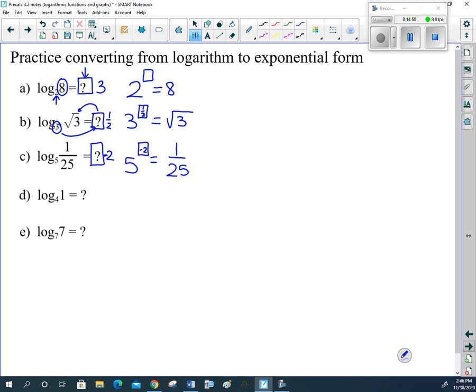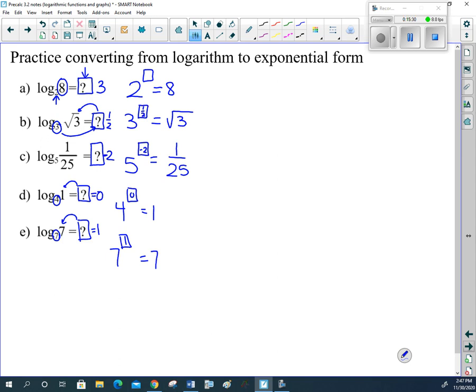Down here, the next one, log base 4 of 1, well, I don't know any logarithms off the top of my head, but I do know some things with powers. So I'm going to start with the base. Always start with the base. 4 raised to what power equals 1? Well, anything raised to the 0 power is 1. So the answer there is 0. And then the last one, we're going to start here with our base 7. So 7 raised to what power gives me 7? Well, that would be 1. 7 to the 1 power is 7.